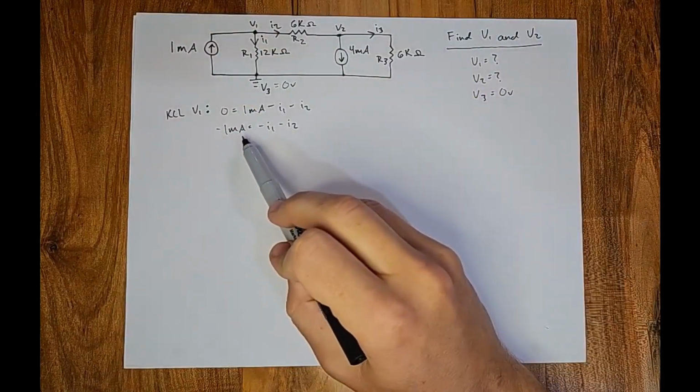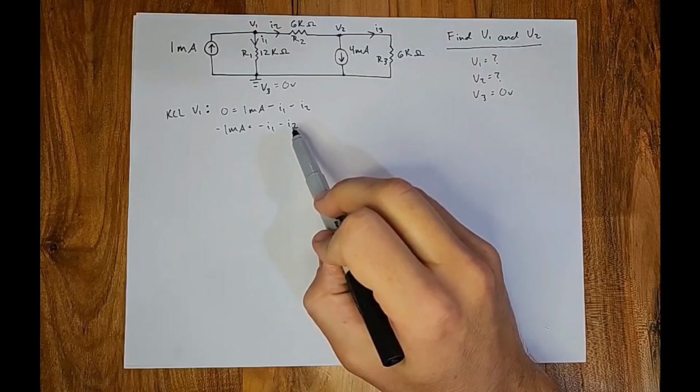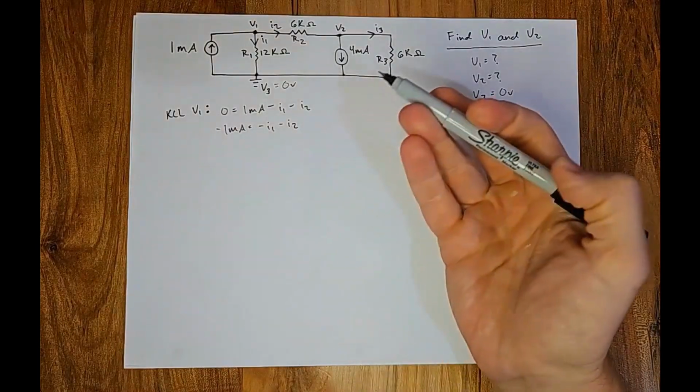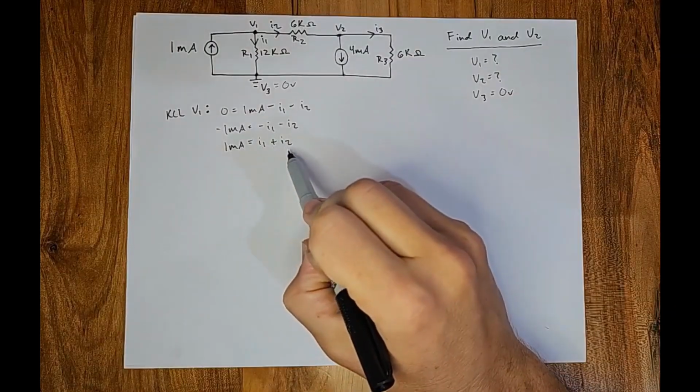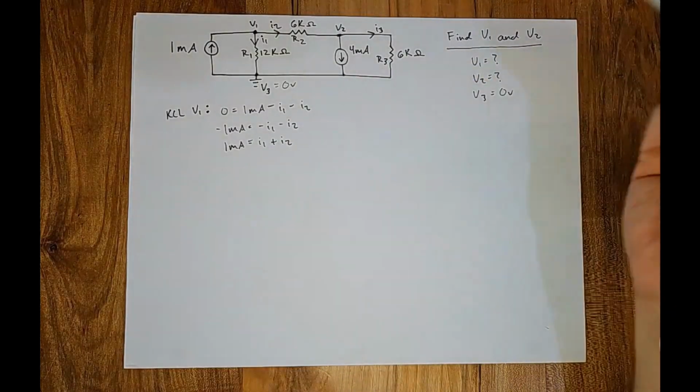That becomes negative 1 milliamp equals negative I1 minus I2. What can we do? Multiply by negative 1. And that's 1 milliamp equals I1 plus I2. Going to make life a little bit more straightforward.